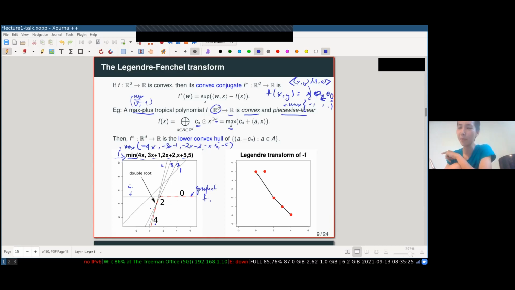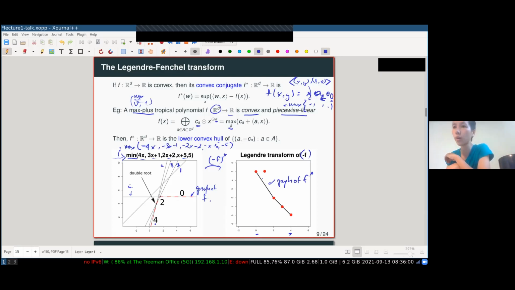And so the minus of that will be a convex piecewise linear function. And because I have a convex function, I can take a convex conjugate. So this is f and this is f star. If I take minus, so minus f is convex, and I take minus f star, I end up with this picture here. This black thing is the graph of f star, where outside the support it is infinity. Inside the support, which is from 0 to 4, it has this piecewise linear structure.